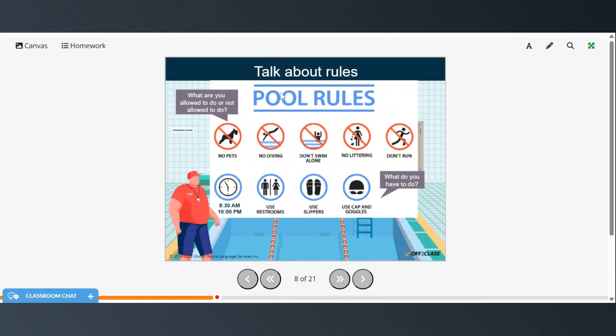Alright, so let's talk about pool rules. What are you allowed to do or not allowed to do? So you're not allowed to bring pets, you're not allowed to dive, you're not allowed to swim alone, you're not allowed to litter, and you're not allowed to run. What do you have to do? You're only allowed to use the pool between 8:30 a.m. and 10 p.m. You have to use the restrooms, you have to use slippers, and you have to use a cap and goggles.